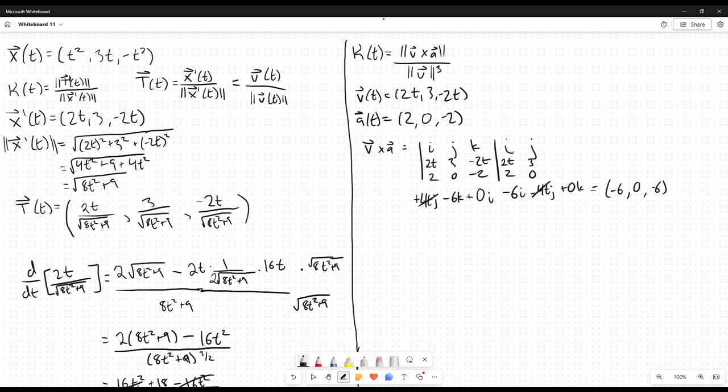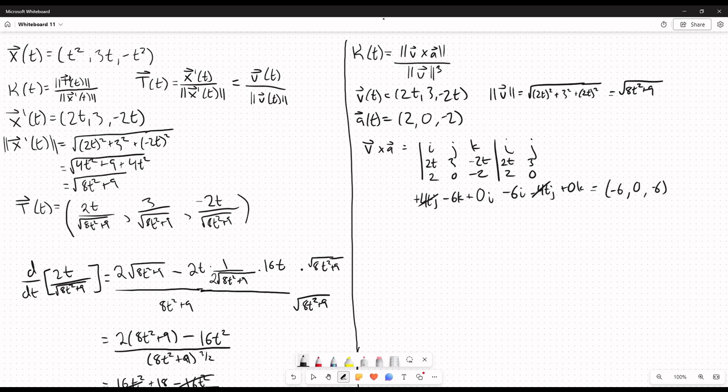Now we're actually ready to go ahead and plug this into our formula. We've actually already found the norm of velocity. I'll just recall where we found it. That's when we took the magnitude of the derivative. And we found that over here. That was our pesky little square root of 4t squared plus 9, that was following us everywhere.